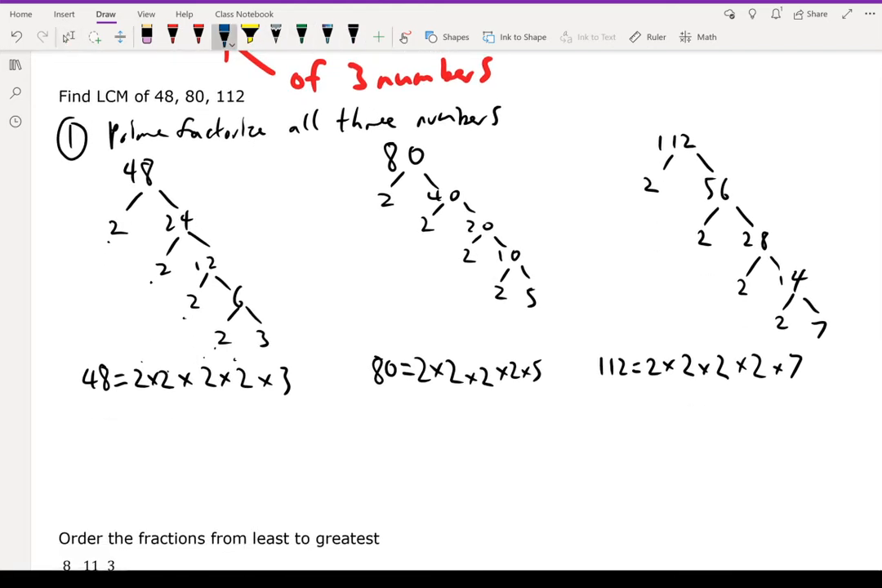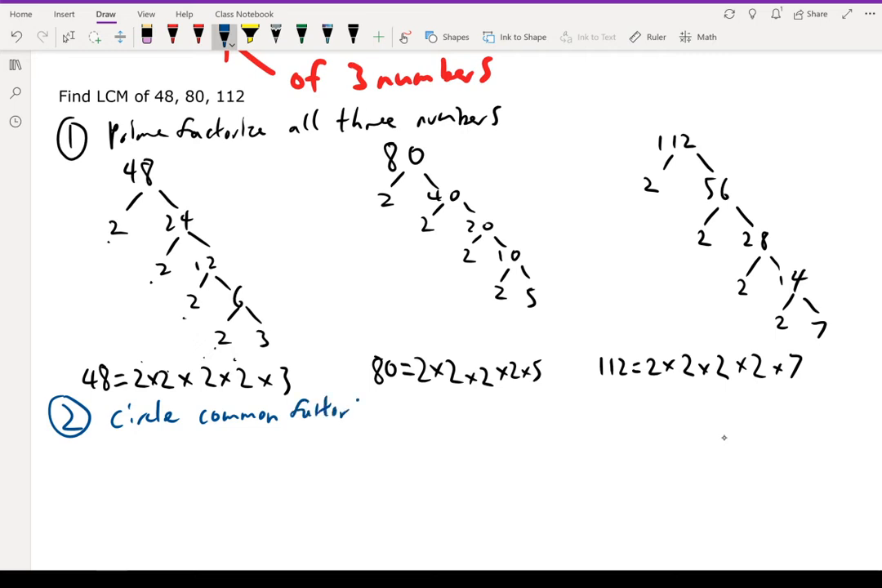Step 1 is prime factorize all three numbers, and then step 2, I need to make more space. Step 2 is we circle common factors for all three numbers. We have to circle common factors in all three numbers.